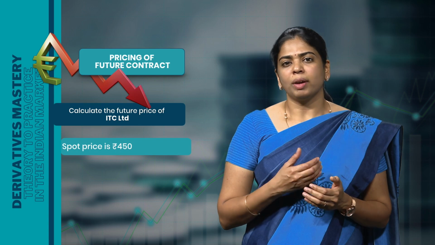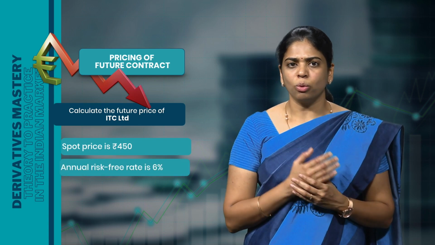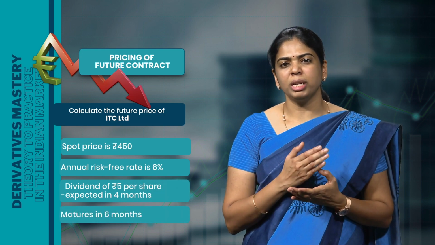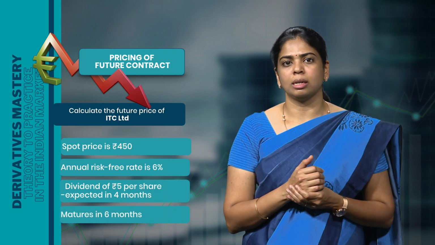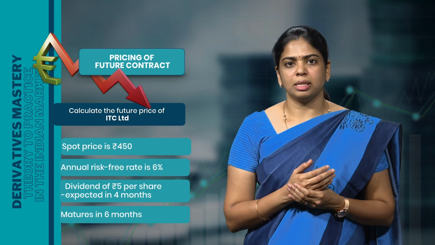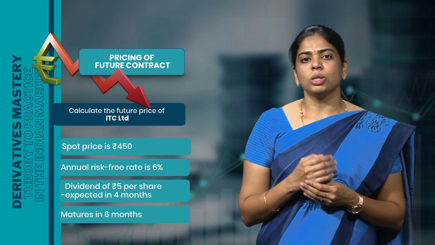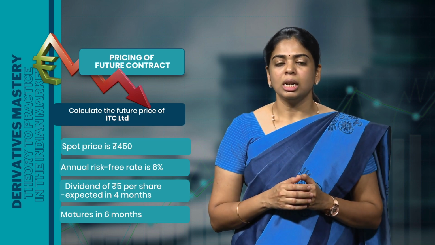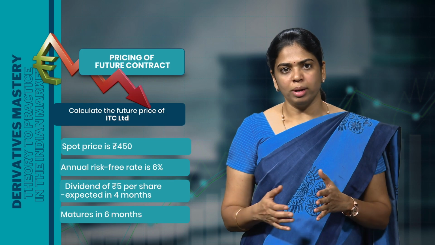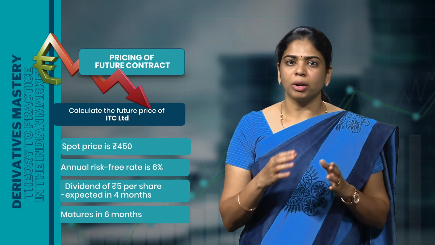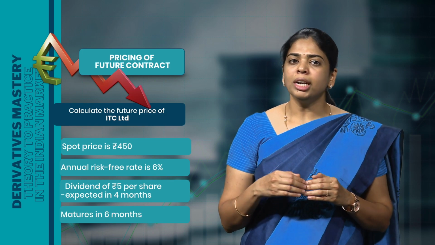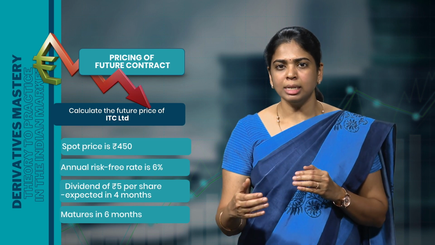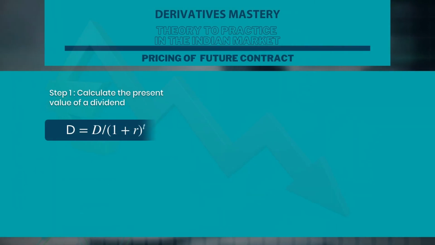Calculate the future price of ITC Limited if the spot price is rupees 450. The annual risk-free rate of interest is 6% per annum and the dividend of rupees 5 per share is expected in 4 months. The contract matures in 6 months. So the first step is to calculate the present value of a dividend expected to be received in 4 months. Since the dividend will be received only after 4 months, we cannot directly subtract it from the spot price. Instead, we need to calculate the present value of the dividend expected to be received after 4 months and then deduct the value from the spot price.